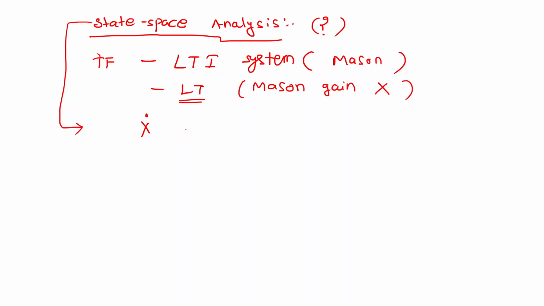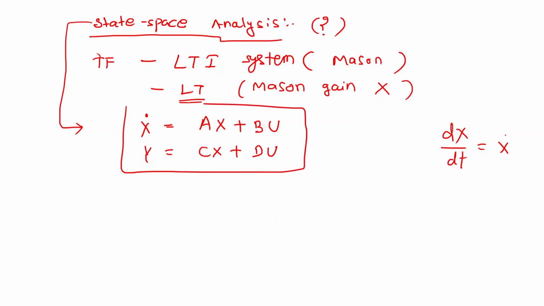It is represented with respect to the derivative of the system. Like x star means dx by dt. So this x star is generally represented by Ax plus Bu, and our output y is represented by Cx plus Du. This is the general representation of a state model.